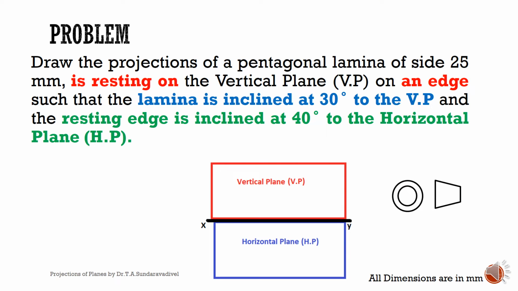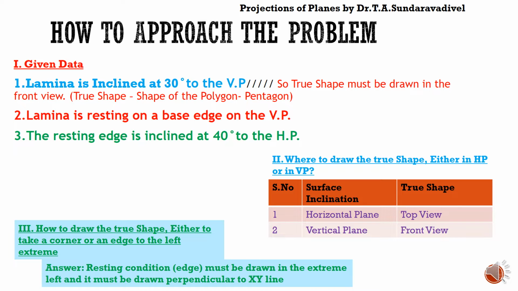In our question, we can see that the lamina is inclined at 30 degrees to VP. So this is nothing but the wording for surface inclination. So surface is inclined or lamina is inclined. So this term is very important. The lamina is inclined at 30 degrees to VP.